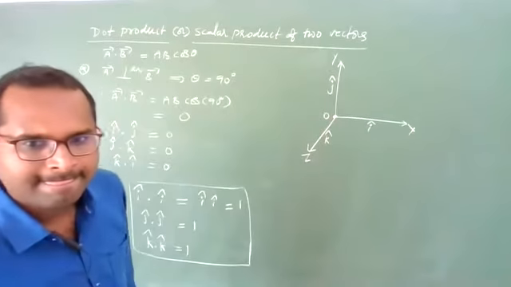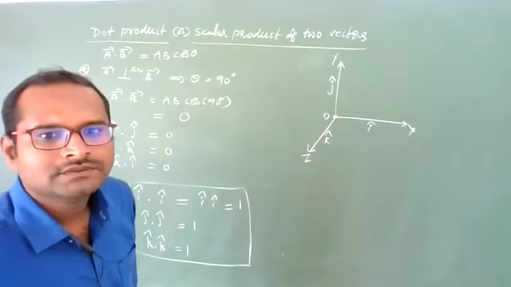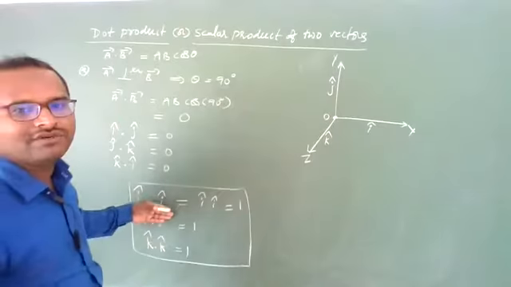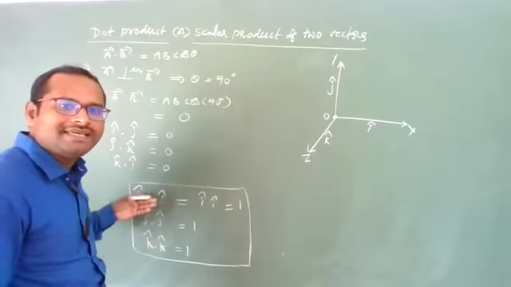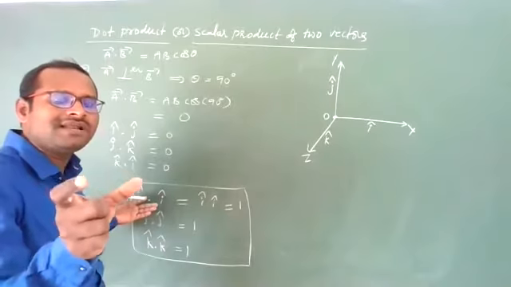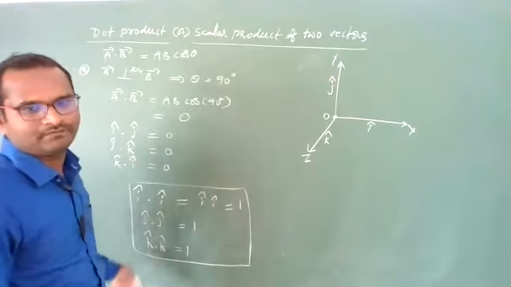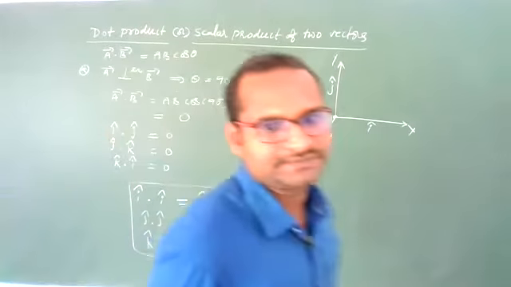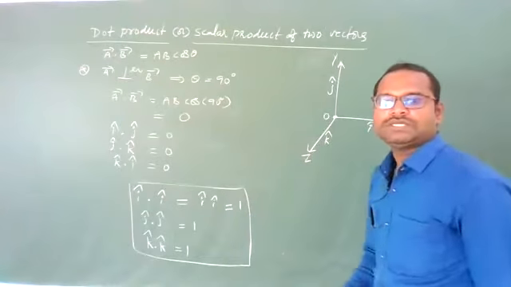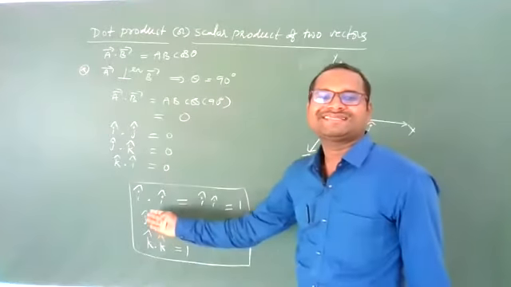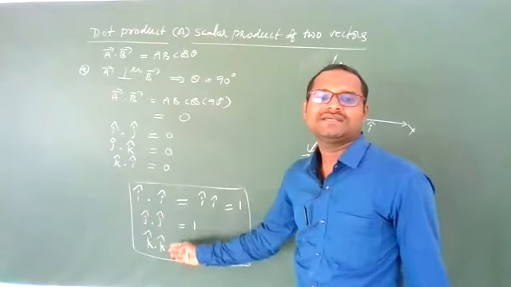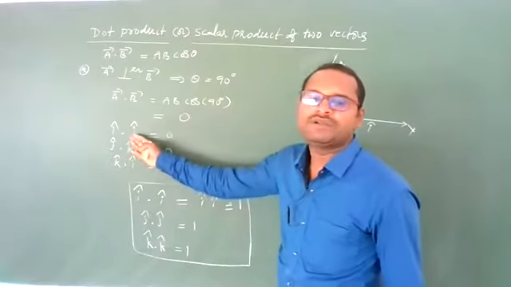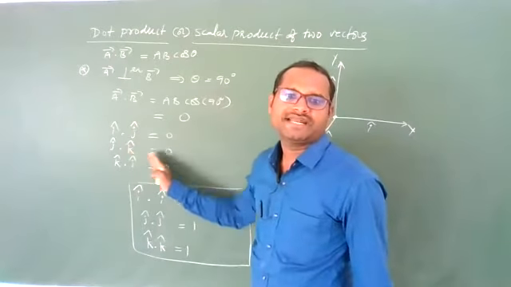Clear? Equal vectors. These two vectors are equal vectors. Equal means the magnitude is equal and the direction is also the same. You imagine like that. Now, if two parallel vectors are there along the x-axis, along the y-axis, along the z-axis, then the dot product is always 0. Sorry, always 1. And if you take the dot product of two perpendicular vectors, you will always get 0.